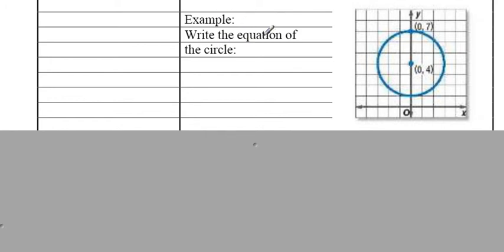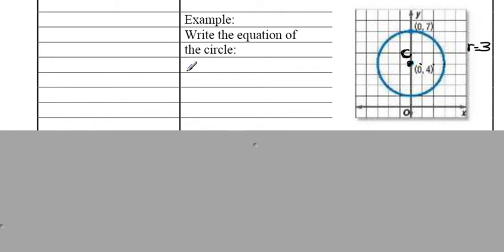It says write the equation of the circle, and when you're given a graph of a circle you want to label the center point and then figure out what the radius is. You count from the center point to an end point on the circle, either going horizontally or vertically. From the center to an end point on the circle, I count 1, 2, 3. You can go to the left 1, 2, 3, or you can go up 1, 2, 3, but either way the radius of the circle is 3.